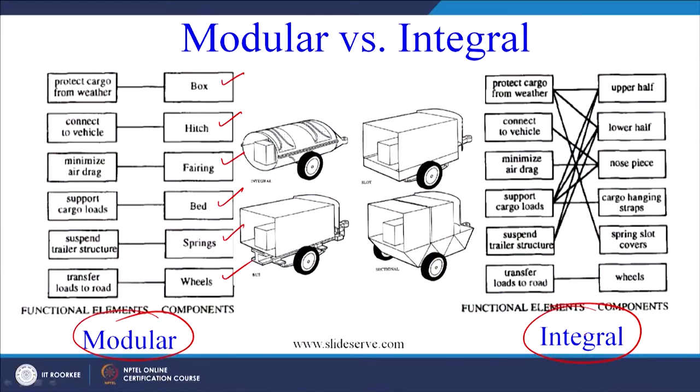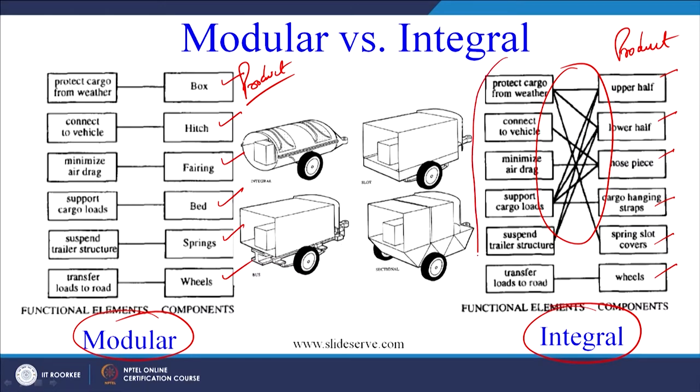Whereas in case of integral, we can see that there is an interrelationship among the various parts: the upper half, lower half, nose piece, cargo hanging straps, spring slot covers, wheels. So we have different parts of the product. Here this is a product. So there are different modules in the product, but here there is an integral design. So there is an interface among the various modules and the functions that they are satisfying. These are the functions that are satisfied.